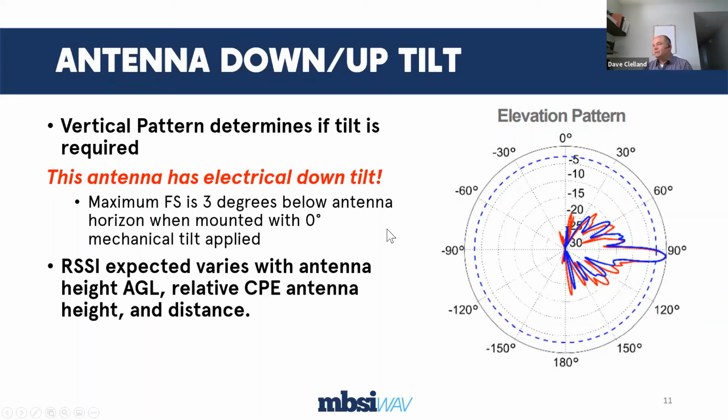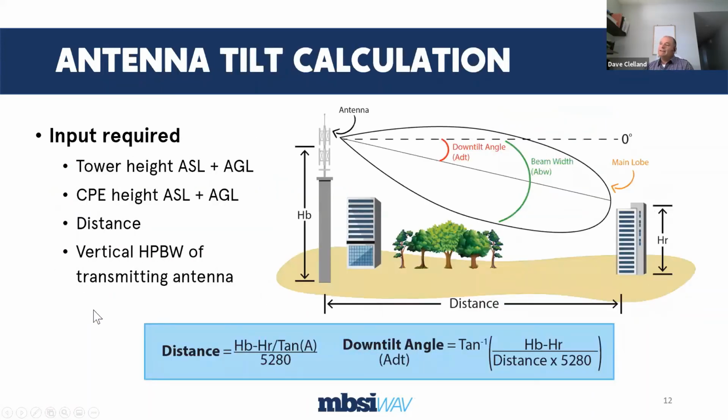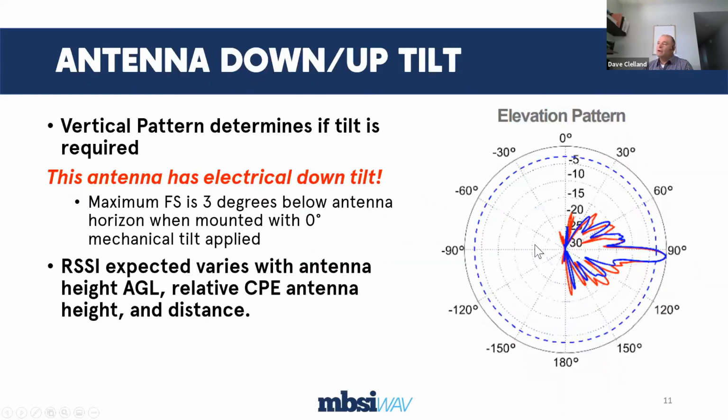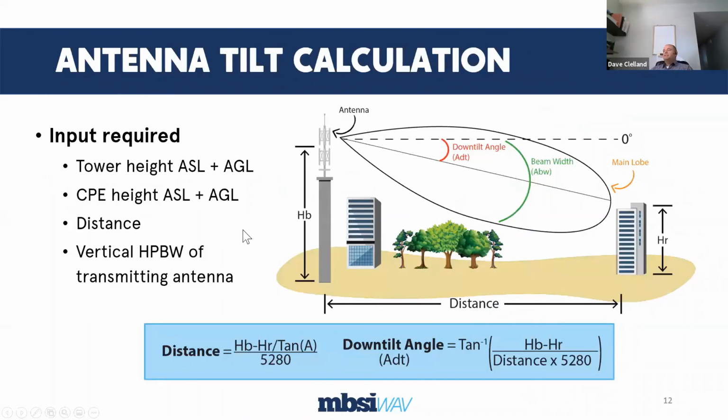So good to know. When I figure out how much down tilt I need, I use a set of calculations. The antenna has an upper beam width and a lower angle for the elevation beam width, and I want to put the main lobe kind of in the middle of the area where I want coverage. Typically, that's the case. And so, using these formulas, I can calculate what the antenna down tilt should be for a particular site.